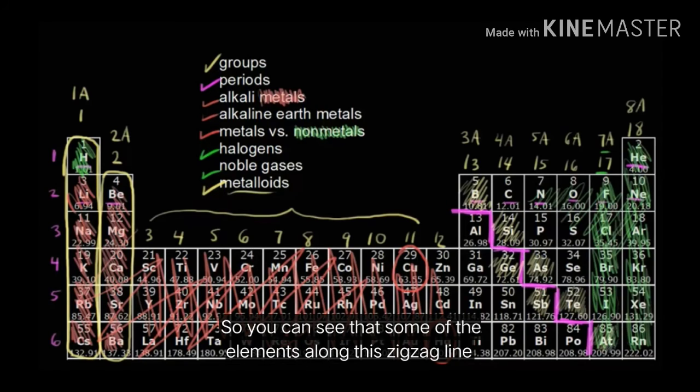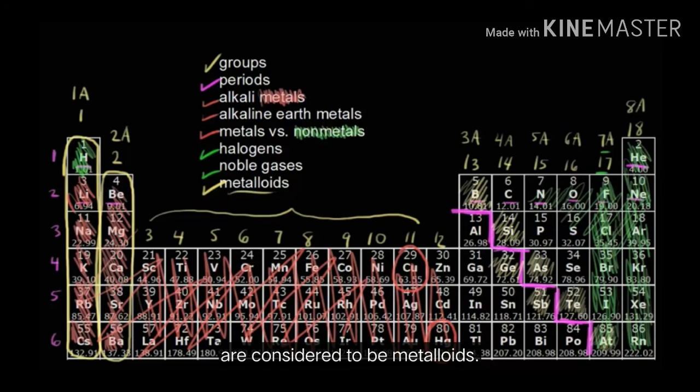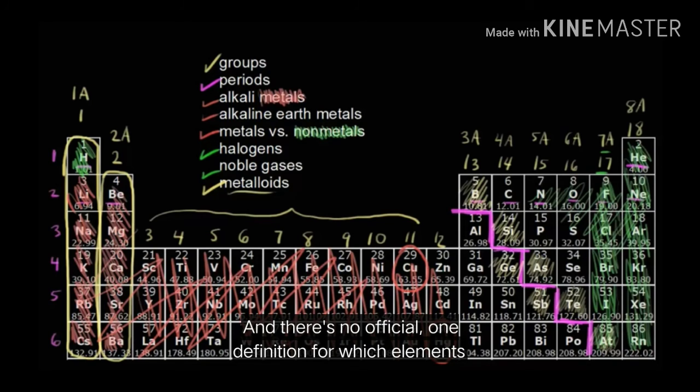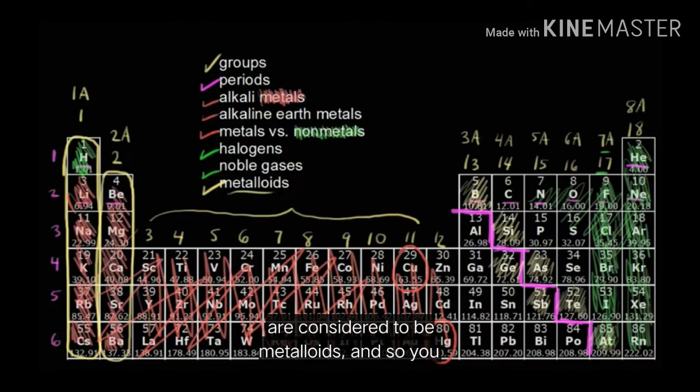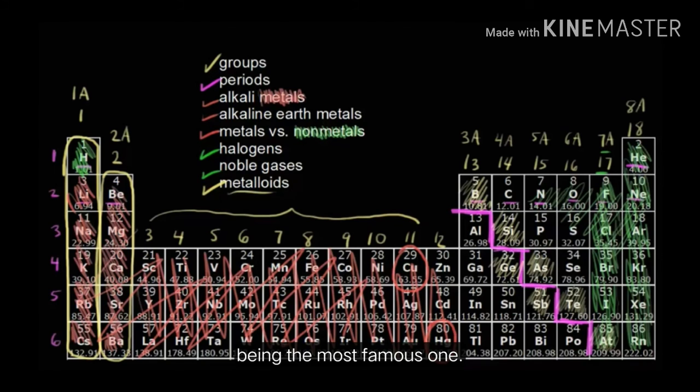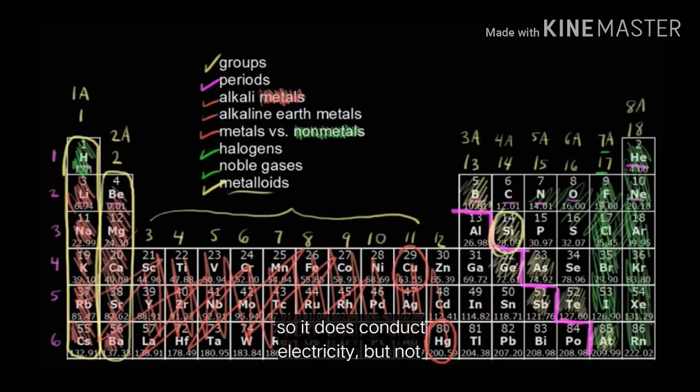So you can see that some of the elements along this zigzag line are considered to be metalloids, and there's no official one definition for which elements are considered to be metalloids, and so you might see a little bit of a discrepancy there for some of these elements. But in general, those are the ones that are considered to be metalloids, and silicon probably being the most famous one. So silicon is a semiconductor. So it's a metalloid, so it's like a metal, so it does conduct electricity, but not to the same extent that a metal would. And so these intermediate properties are sometimes useful.